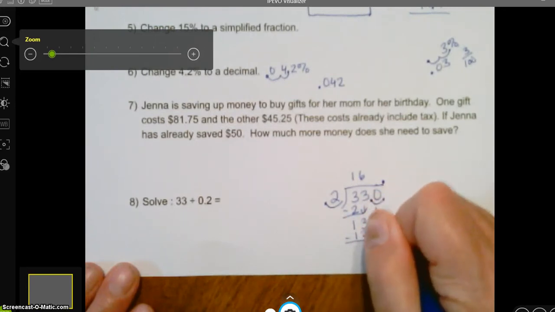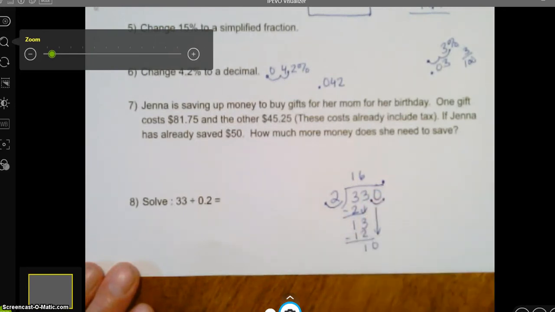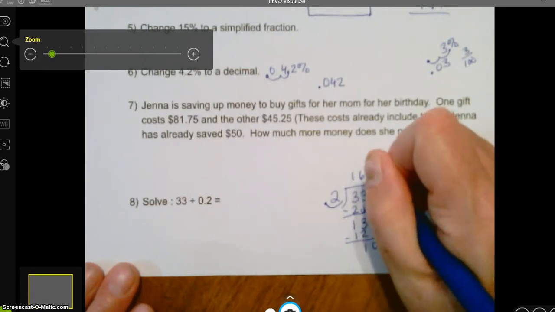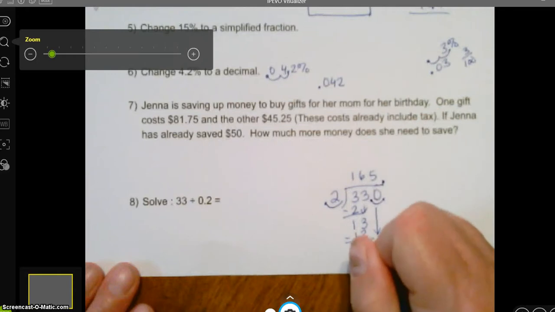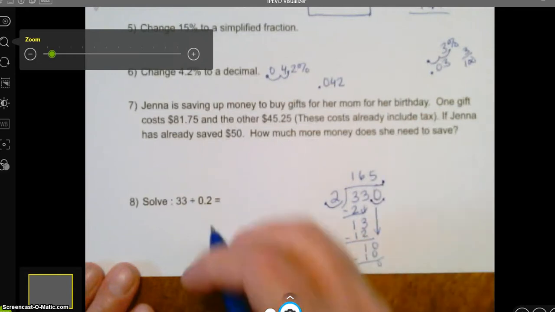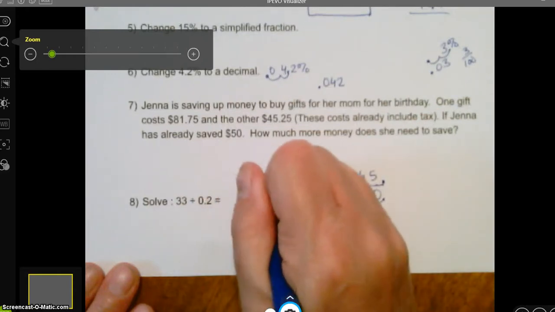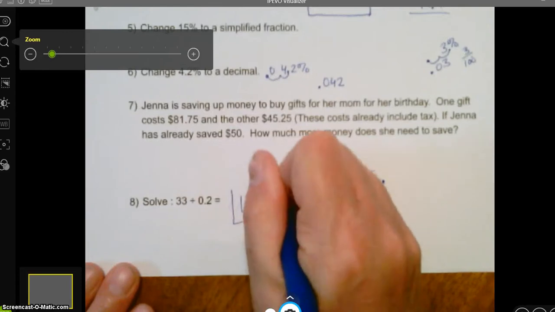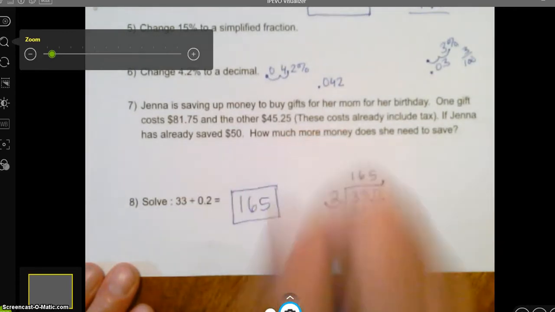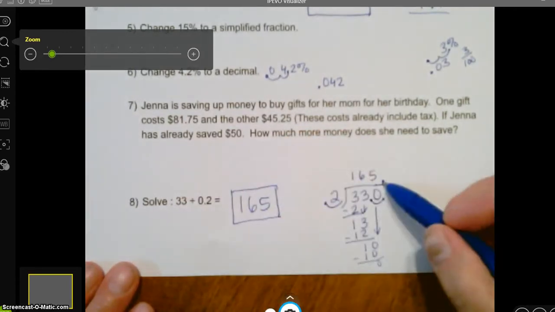And I'm going to bring down that 0. How many times will 2 go into 10? 5. And it's going to go over that 0. 10. And I have nothing left. So your goal is to make sure that that decimal is at the end of your number. Okay?